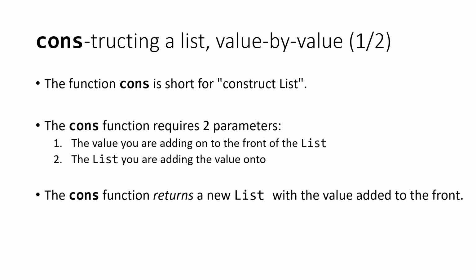So let's talk about how we construct a list, and we do this value by value, right? Each time we cons a list, or construct a list, we're going to give the cons function 2 parameters: the value that we're adding on to the front of the list, and then the list that we're adding that value onto. What cons will return is a brand new list with the value that we just added onto the front of it as the first node in that list.